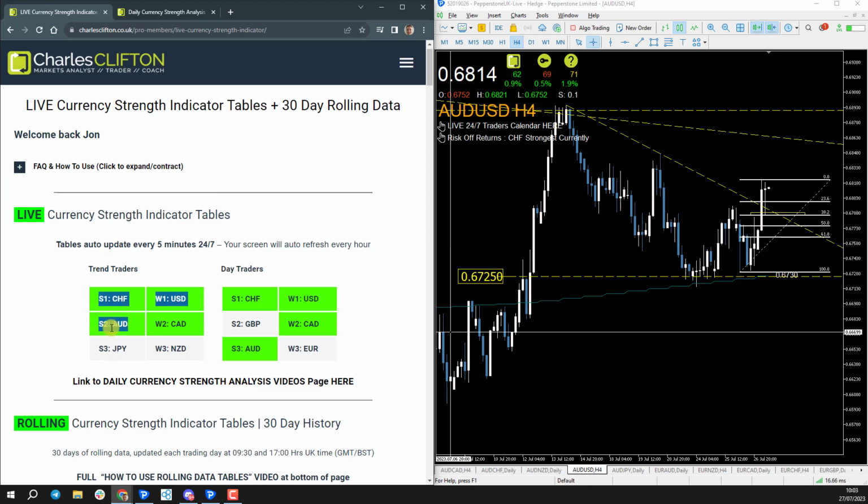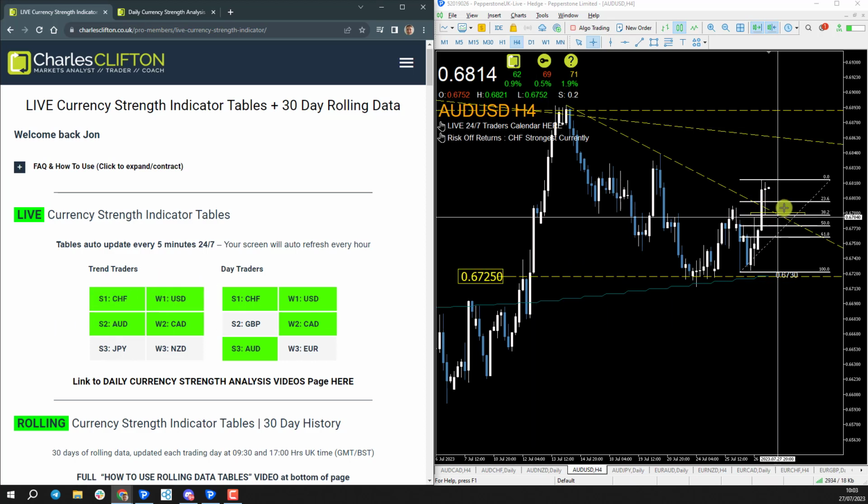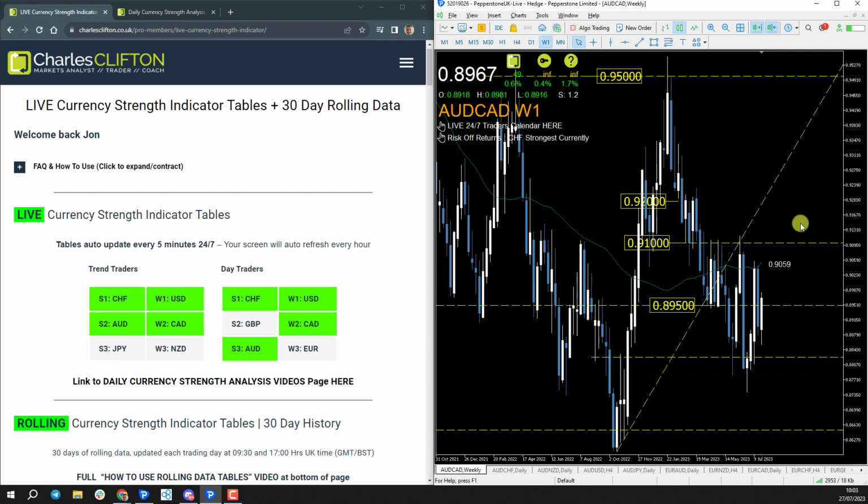It is S2 on the trend traders though, so maybe the higher time frame perspective here could be starting to play out. So yeah, I like Aussie US dollar longs at the moment, if we can get that kind of pullback entry. Same with the dollar Swiss. I like the dollar Swiss pullback there as well. CAD Swiss, not too worried about. I did take a look at Aussie CAD as well. Very similar kind of setup to Aussie US dollar.